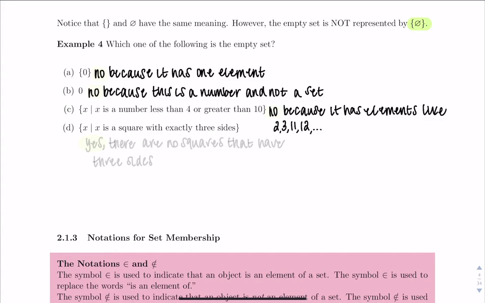And the last one, X such that X is a square with exactly 3 sides. Well, we know that squares have to have 4 sides, so this would be a true statement. There are no squares that have 3 sides.